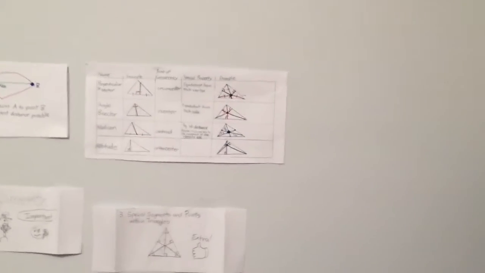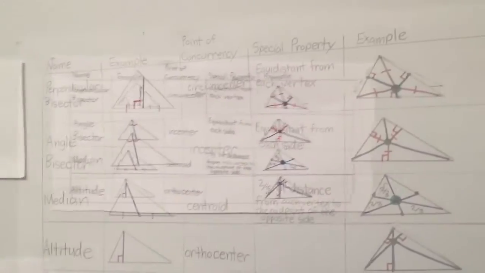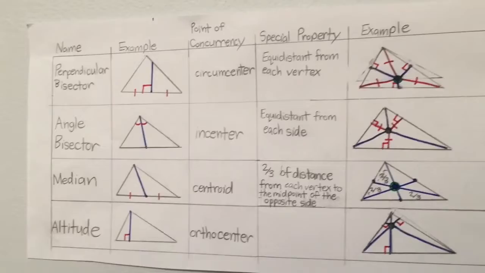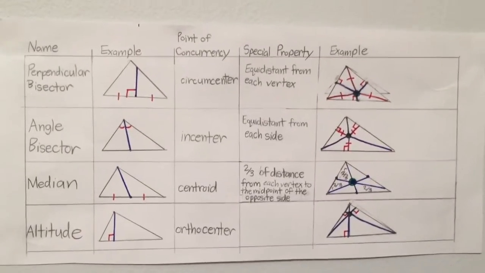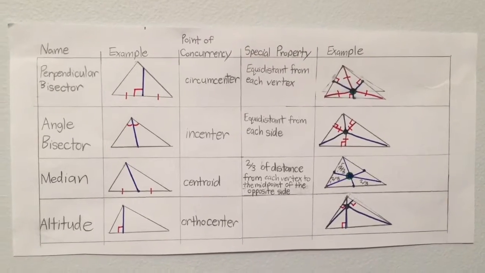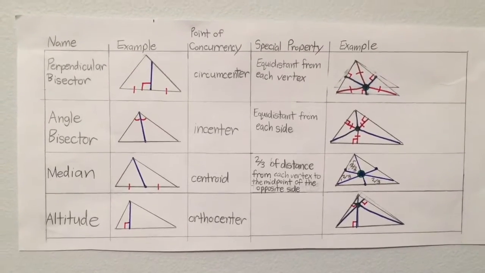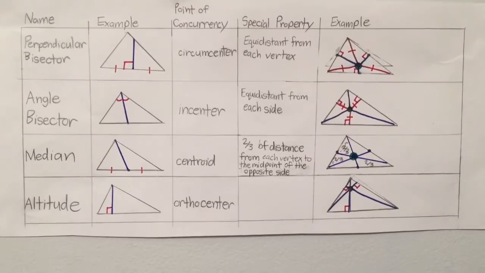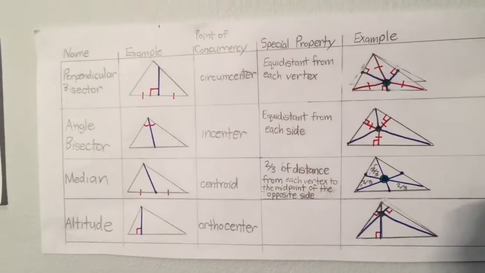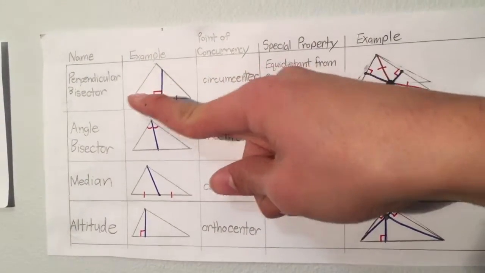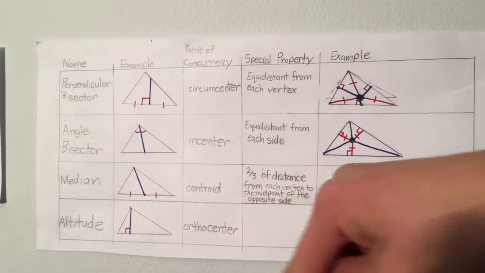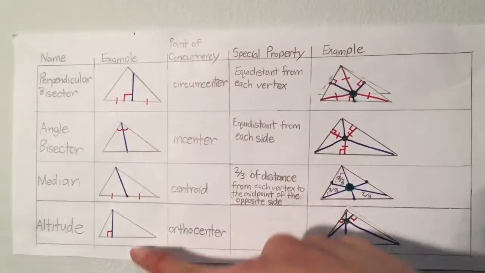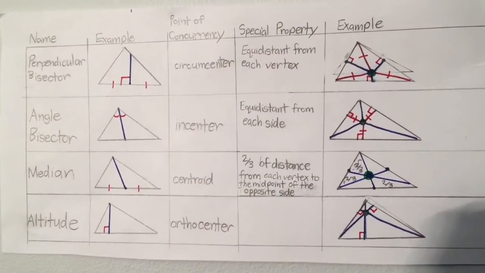Now, onto the topic of my choosing, the special segments and points within triangles. I chose this topic because it's important to know the different middles of a triangle. The special points are points of concurrency, which are the circumcenter, incenter, and centroid, and the segments include the perpendicular bisector, the angle bisector, median, and altitude. Again, the examples are shown here. I'll explain it to you.